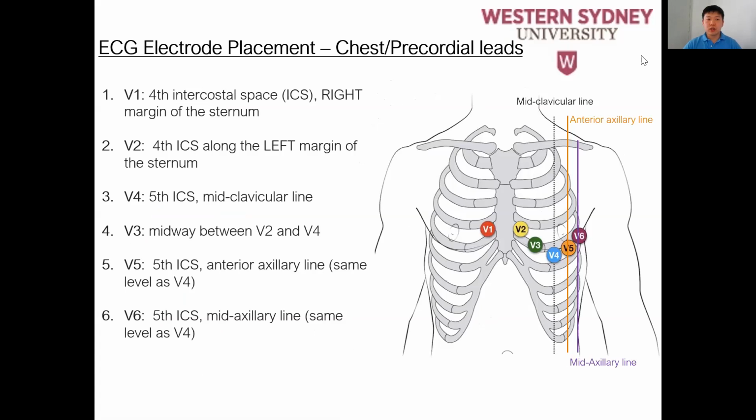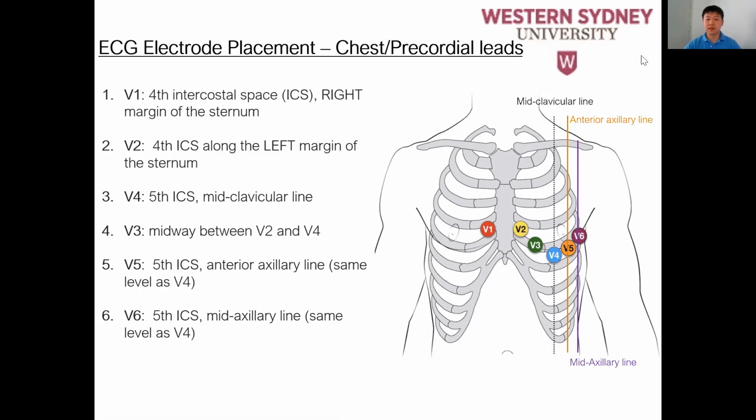For your chest and precordial leads, V1 electrode is placed at the 4th intercostal space just to the right of the sternum. The V2 electrode is placed in the 4th intercostal space just to the left of the sternum. The next electrode we place is usually V4, and that goes in the 5th intercostal space at the mid-clavicular line. And then we then go back to V3 because we put that electrode in the midway point between V2 and V4.